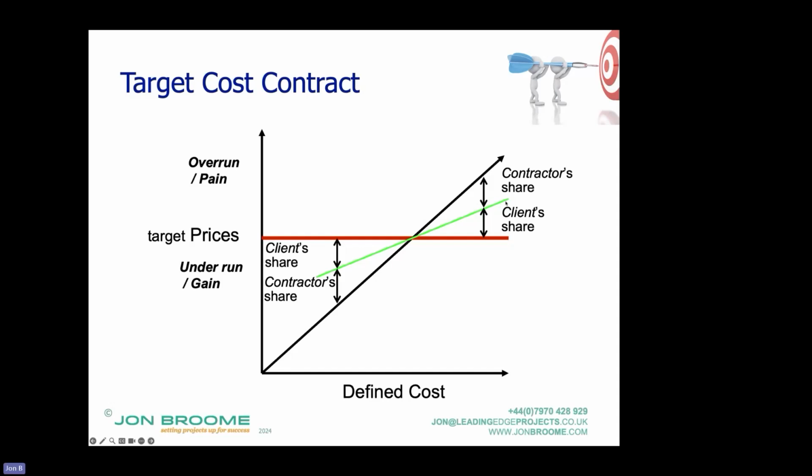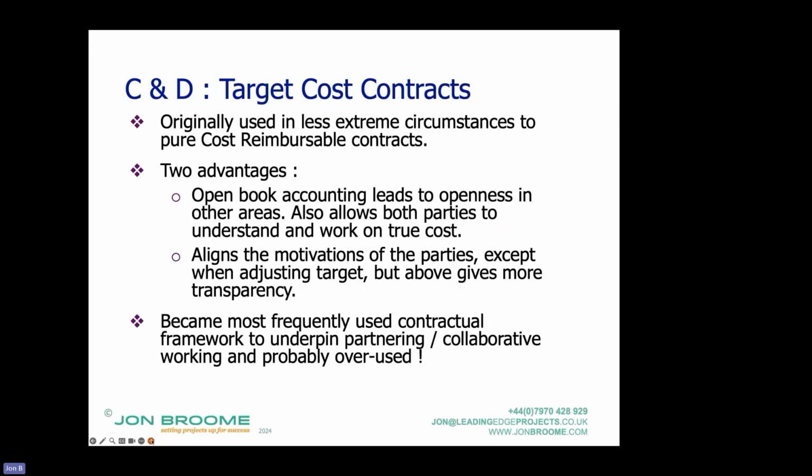But hang on, we also share in this profile the downside, the pain share. So here, the client's taking 50% share of the overrun and the contractor's taking 50% share of the overrun. So my ex-professor, John Perry, who was also co-instigator of the NEC, did a lot of research on these, and he found in his research 2 generic advantages of using target cost contracts.